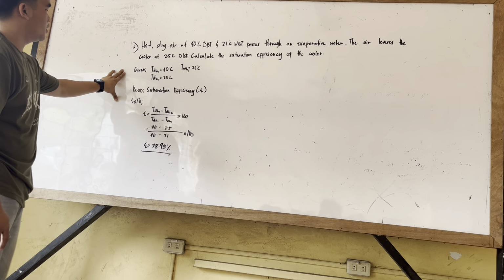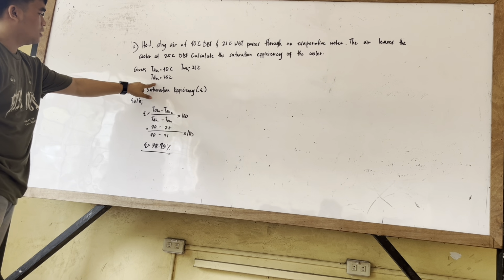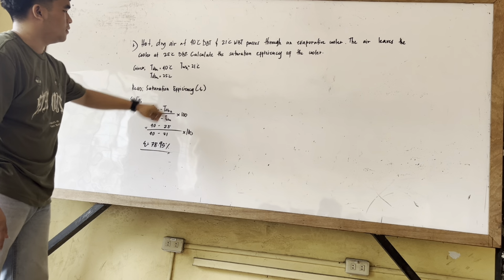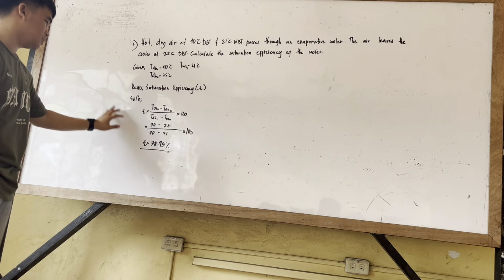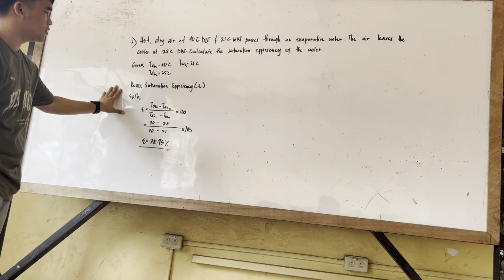Our given: dry bulb 1 is 40 degrees Celsius, dry bulb 2 is 25 degrees Celsius, and wet bulb is 21 degrees Celsius. We are looking for the saturation efficiency.